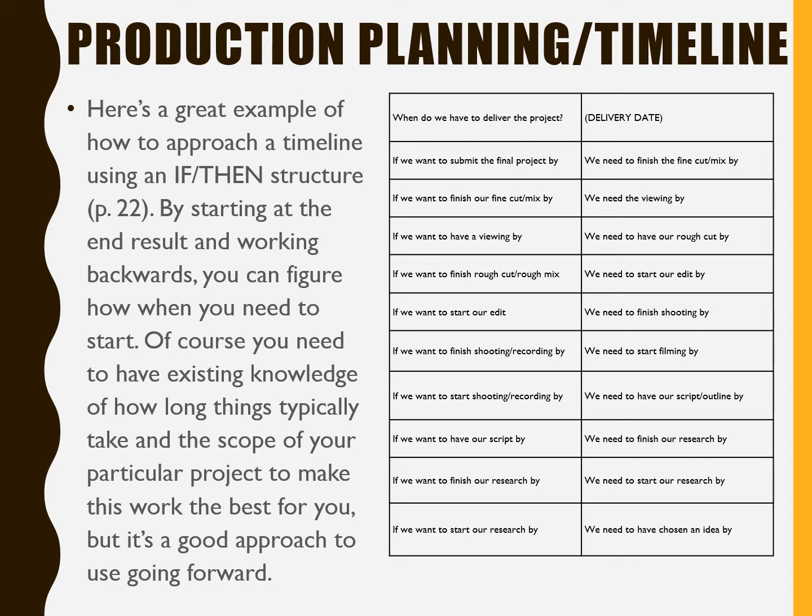When you think about timelines, there's more than one way to think about a timeline, right? If you look on page 22 of your book, they have a nice, interesting structure using an if-then idea. So you start at the end result and work backwards. That way you can figure out when you need to start. So looking at this example at the top, normally where you would see the beginning, they have the end listed. When do we have to deliver the project? Put in that date. And then working backwards, right?